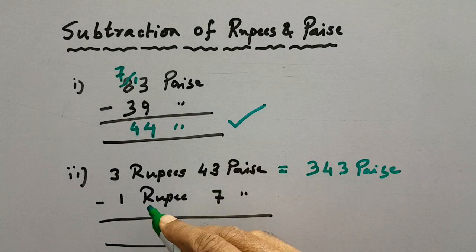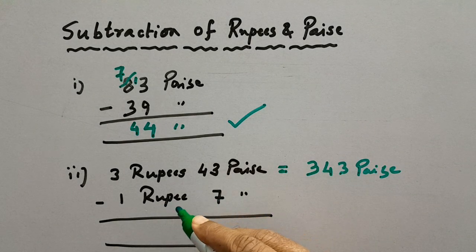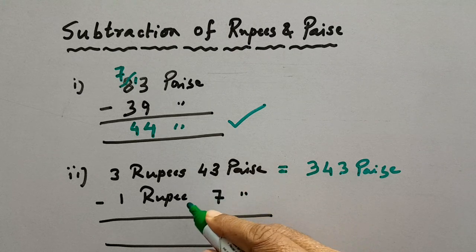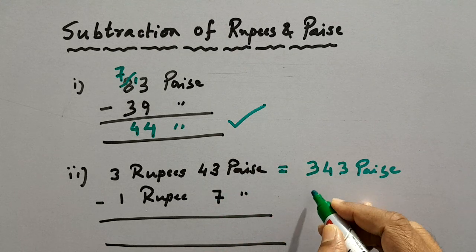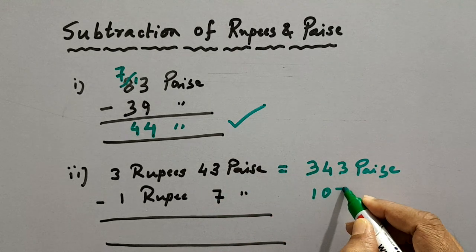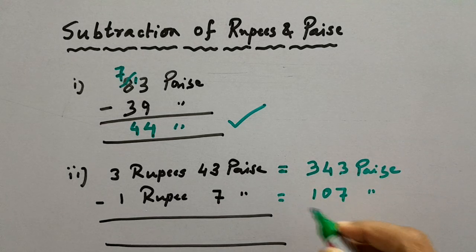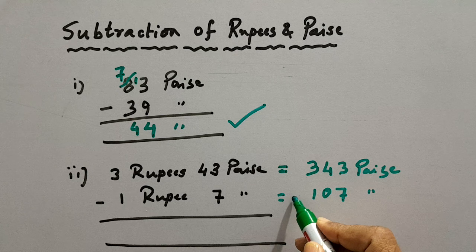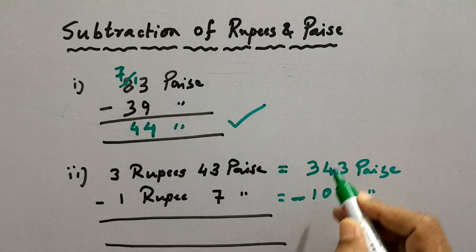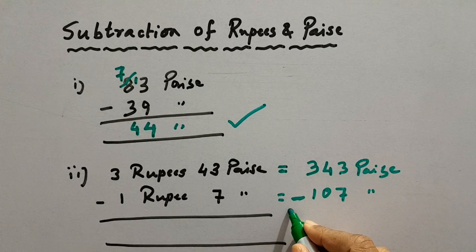In the same way, 1 rupee 7 paisa is equal to 100 paisa plus 7 paisa. That means 107 paisa. Now we have to subtract 107 from 343. So how much we will get?